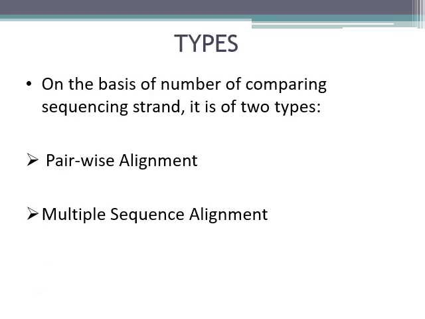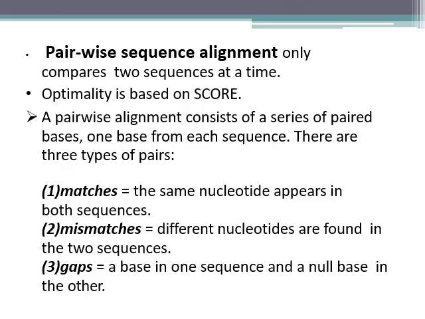Then again, on the basis of the number of sequences aligning, there are two types of sequence alignment process. One is pairwise alignment and the other one is multiple sequence alignment. Suppose we are aligning only two sequences with each other, it will be called pairwise sequence alignment because two sequences will form a pair. But if you're aligning three or more sequences with each other at the same time, it will be called multiple sequence alignment. So in pairwise sequence alignment, we only compare two sequences at a time.